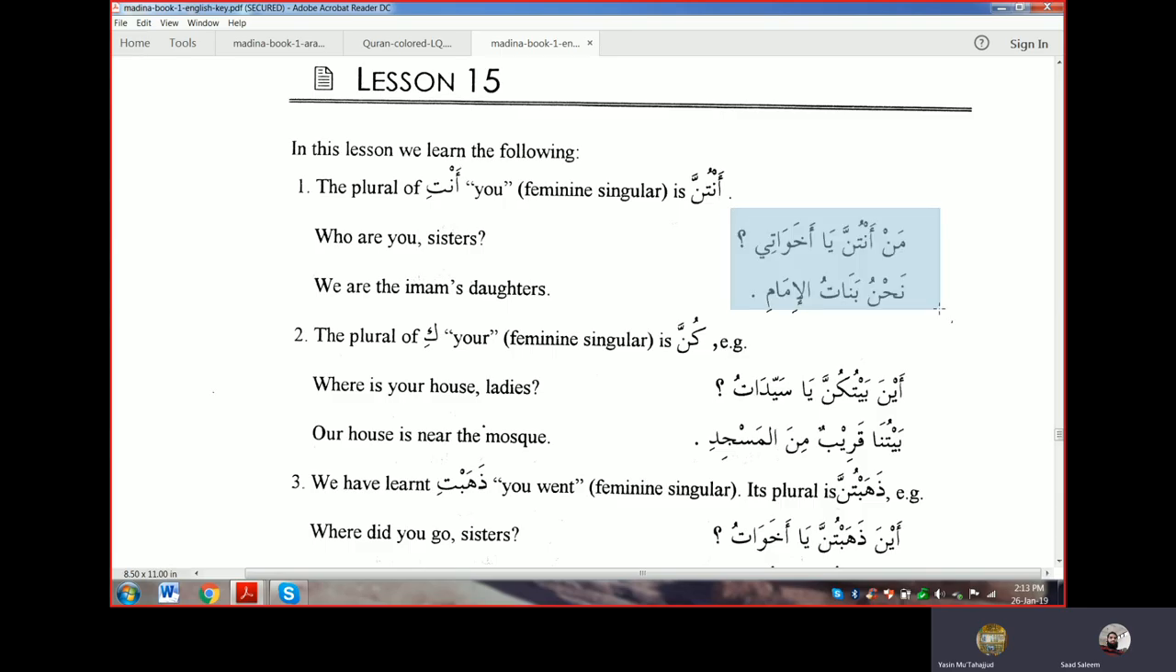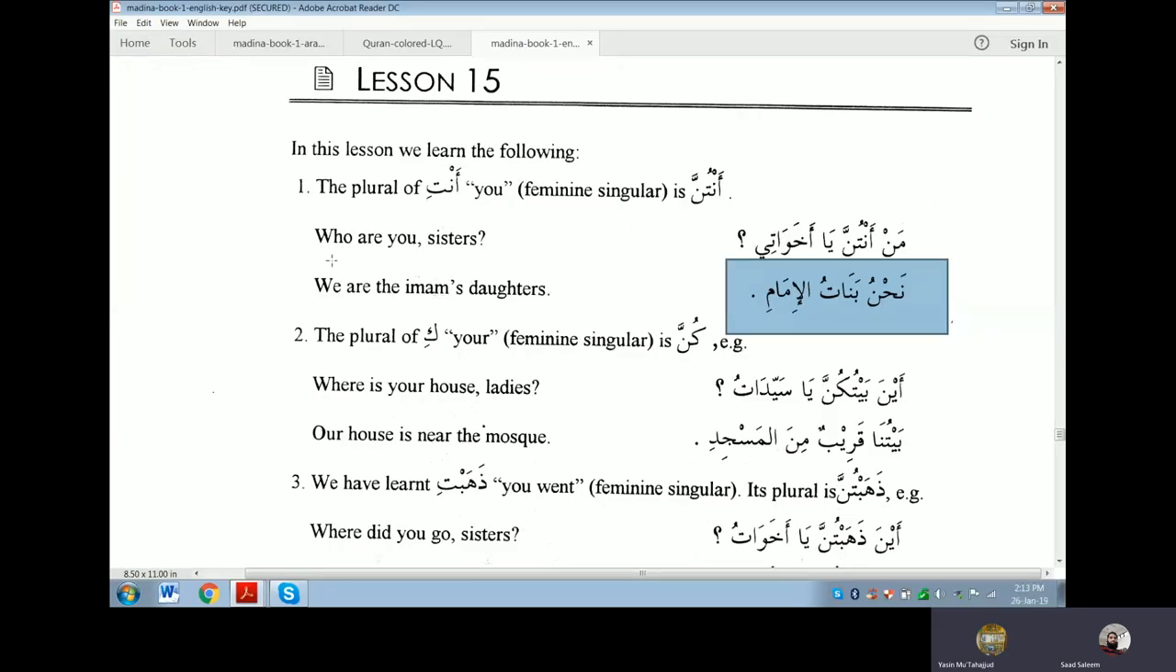Who are you, sisters? Nahnu banatu, nahnu banatul imami. We are the daughters, we are the imam's daughters. Good. The plural of ki, your feminine singular, is kunna.